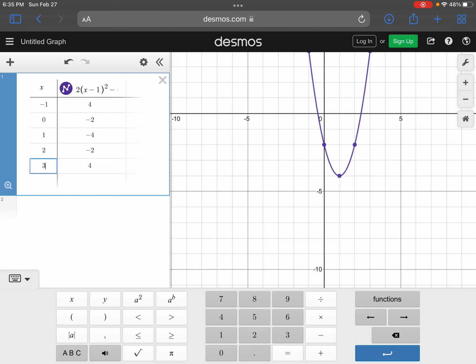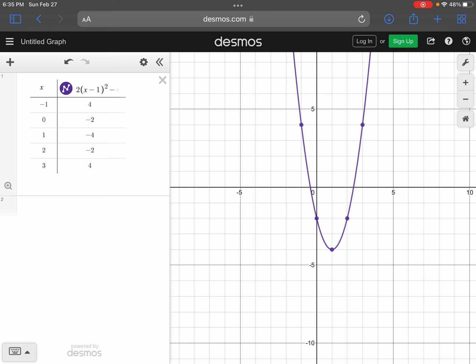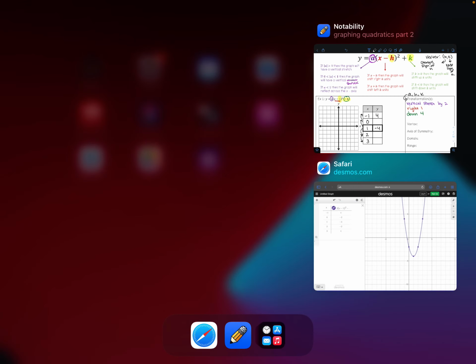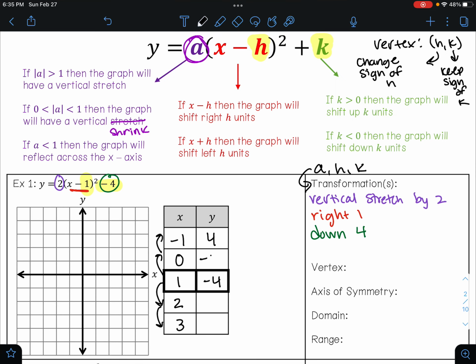Now we can see this graph and our table. I'm going to copy those values down into the table in our notes. So we have 4, negative 2, negative 4, negative 2, and 4. Let's go ahead and plot those points. So we have negative 1, 1, 2, 3, 4.